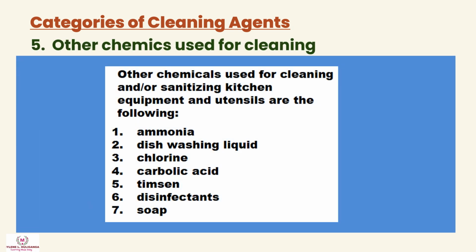Here are the other chemicals used for cleaning and/or sanitizing kitchen equipment and utensils: ammonia, dishwashing liquid, chlorine, carbolic acid, timsin, disinfectants, and soap.